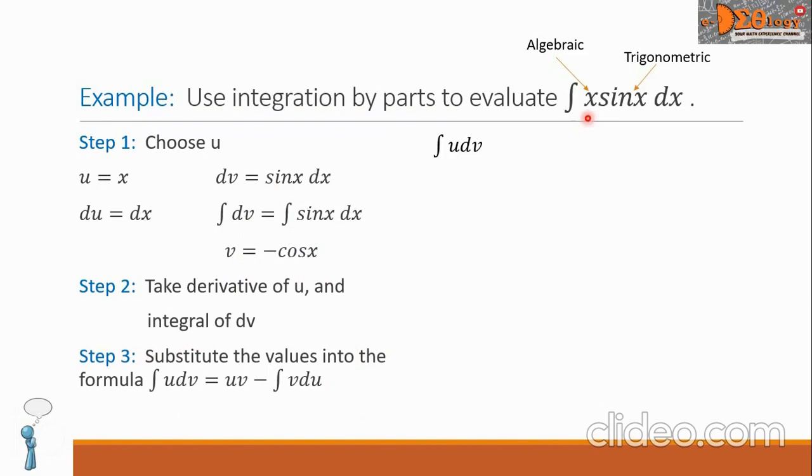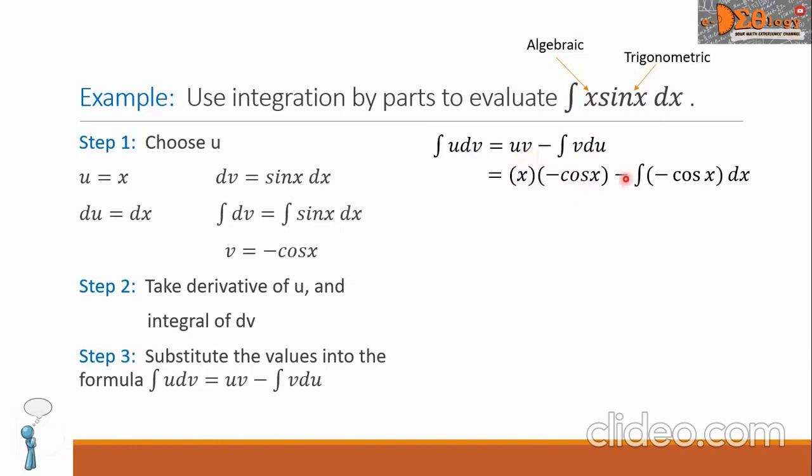So this integral of x sine x dx is now equal to the integral of the x is the u, so we write here, and the sine x dx is the dv. And this is equal to the uv minus the integral of v du. Let us now substitute the uv. We have now the x for the u and negative cosine x for the v.